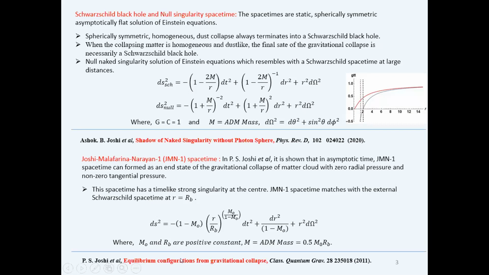The line element of this JMN spacetime is this, where the ADM mass of this spacetime is equal to half of M naught R_b. Here M naught R_b is a positive constant.